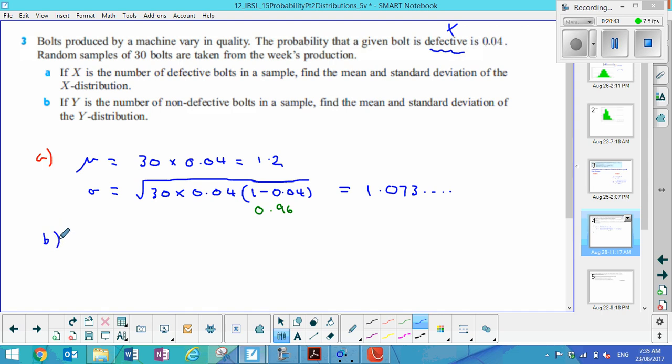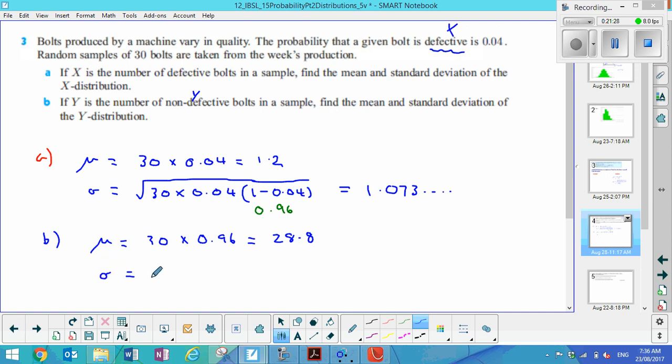Part B, Y is the distribution of non-defective bolts. So now our random variable is Y. Find the mean and standard deviation of this distribution. So in this case, our mean is going to be 30 times 0.96, which is 28.8. It shouldn't surprise you that that is the complement of that. The average of this is 1.2, the average of that is 28.8.